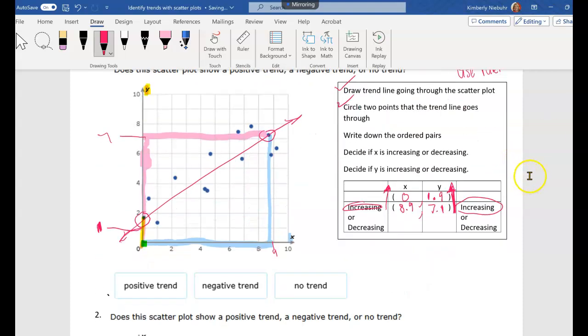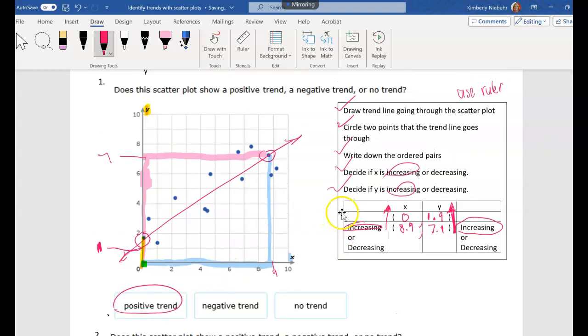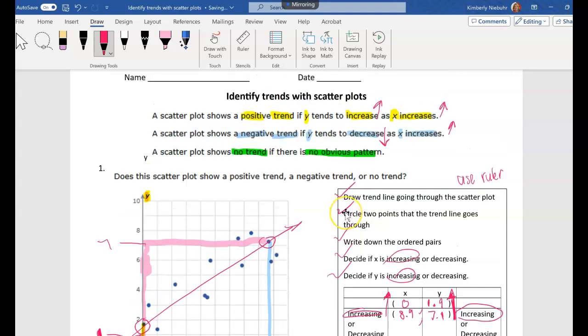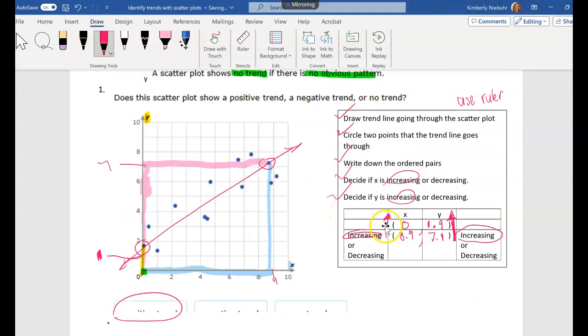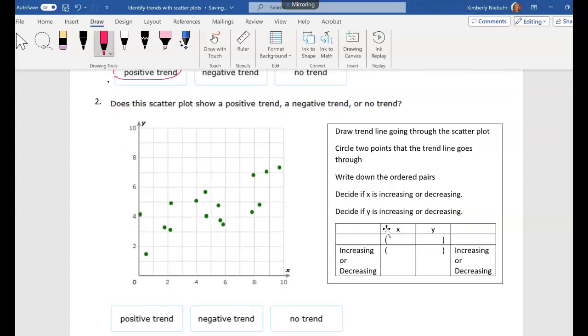Down here, we're writing, see, we wrote down the ordered pairs. We decided that X is increasing, we decided that Y is increasing. So indeed, it's going to be positive. And yeah, so we have one positive. I want you to try to do number 2 on your own. I'm going to come around and look and see how you're doing.